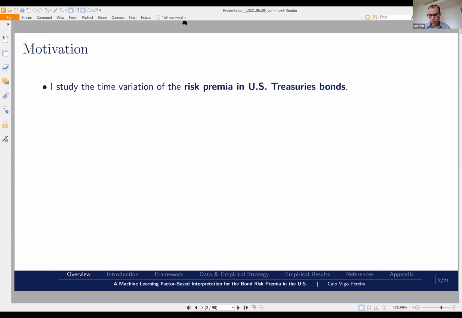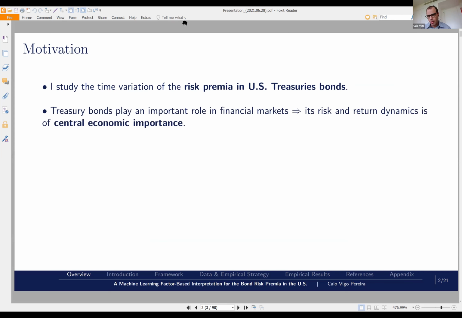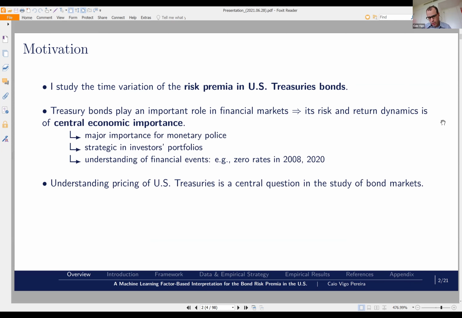The motivation is the following: the paper wants to study the risk premium in U.S. Treasury bonds. Clearly, it's important. Treasury bonds play an important role in financial markets, and their risk and dynamics are essential for economic issues. I can name three points here. It's important for monetary policy, it's strategic for investors' portfolios, and also for understanding financial events like the zero rates that we experienced in 2008 and the ones we are experiencing now.